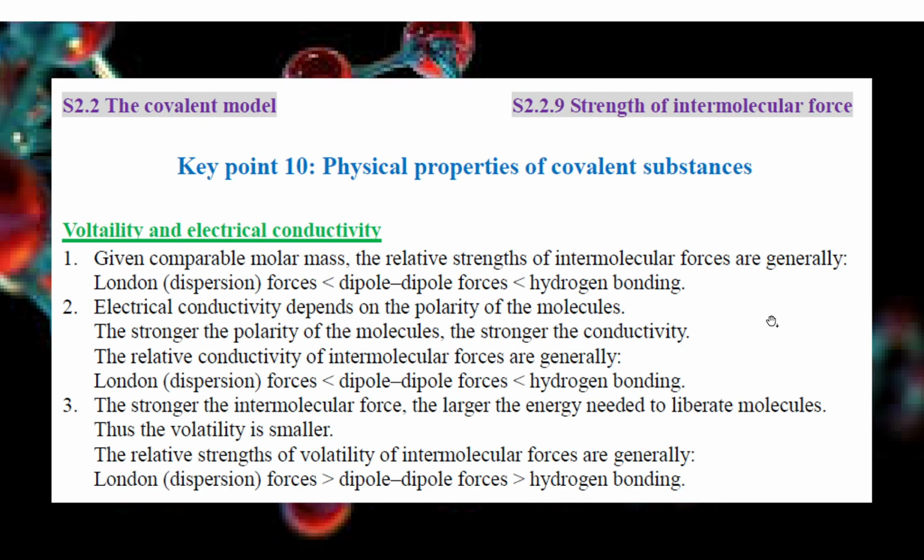Next, the physical properties of covalent substances: volatility and electrical conductivity. Volatility is the opposite of melting point. If the melting point is low, volatility will be high. It's the same concept. London force is weaker than dipole, and dipole is weaker than hydrogen bond. So the melting point goes from lowest for London force to highest for hydrogen bond, and volatility is the opposite. Just remember the concept.